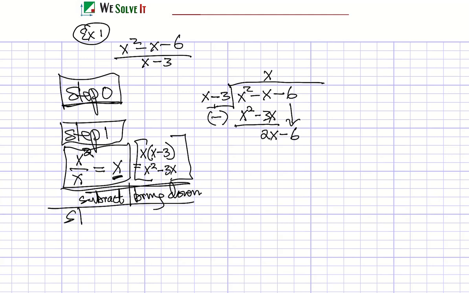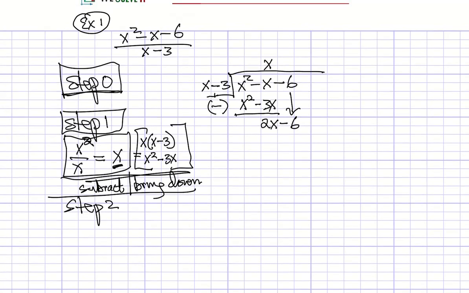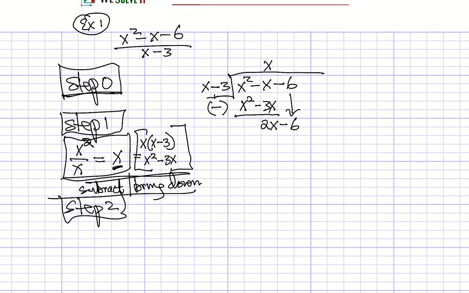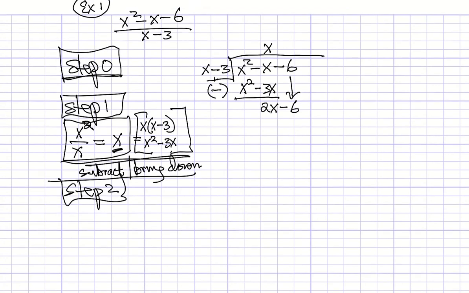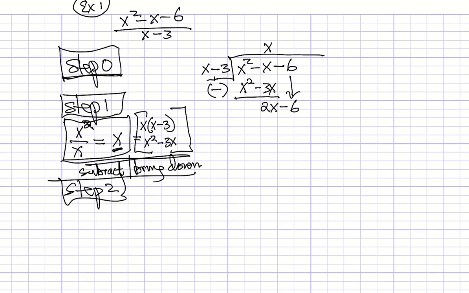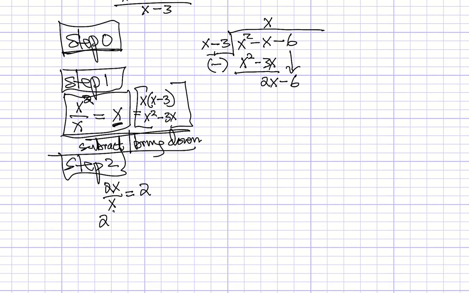So we'll go to step 2. We'll repeat the process again. The process repeats again, okay? To repeat the process, we'll say 2x over x. What is that? That is 2, okay? And then you say 2 times x minus 3. What is that?